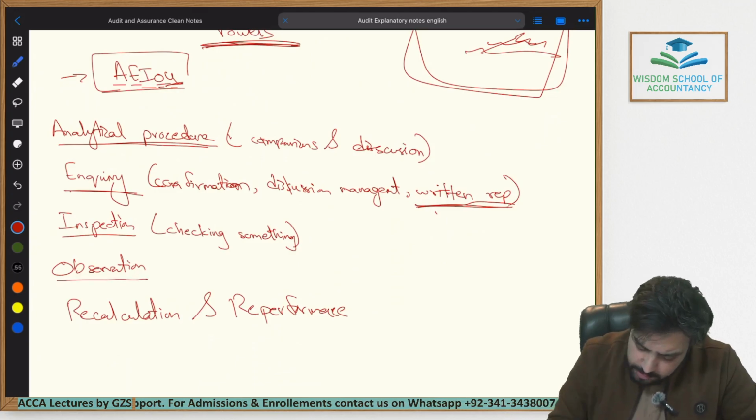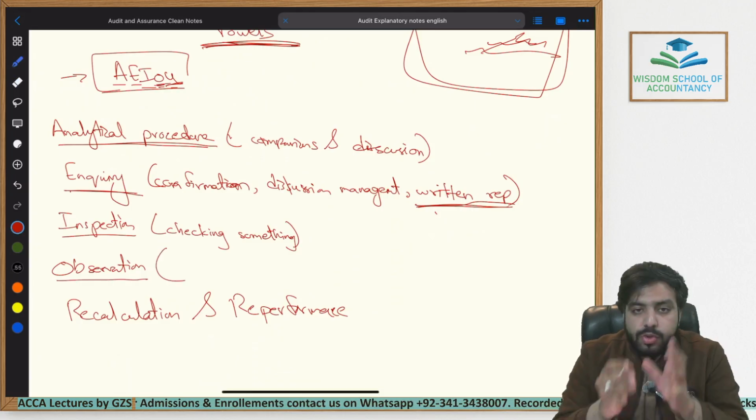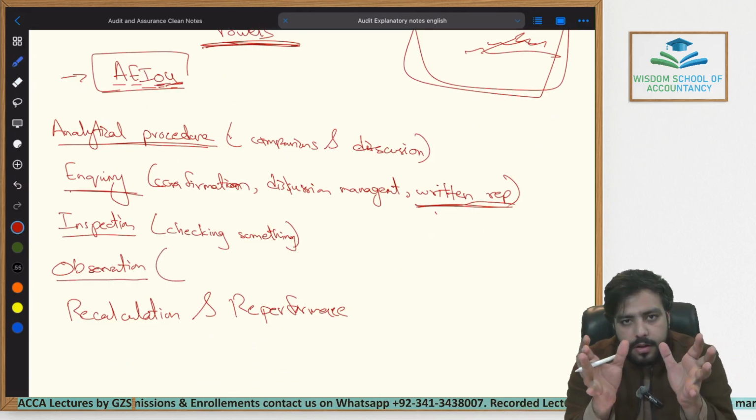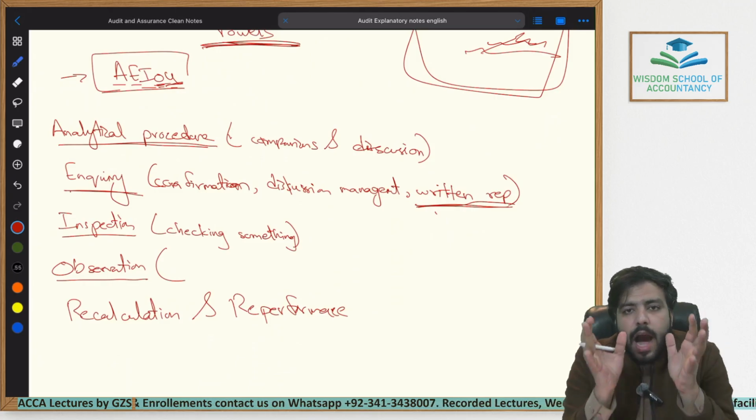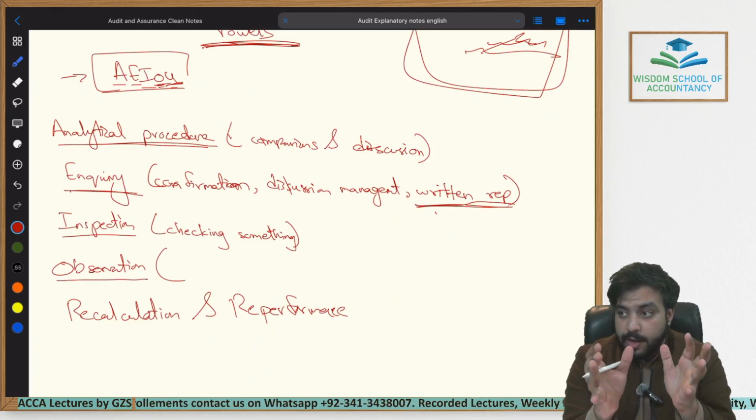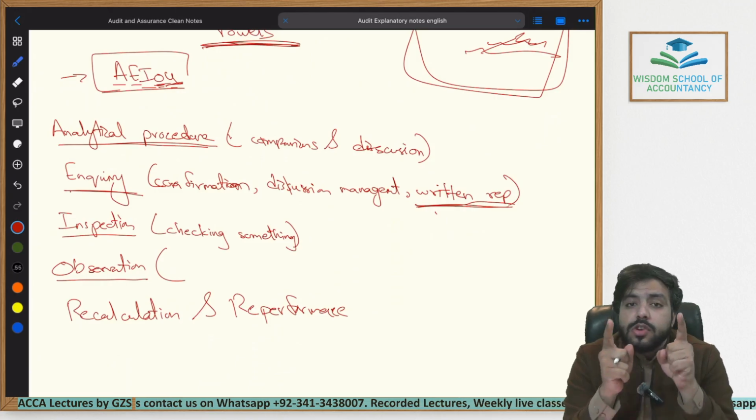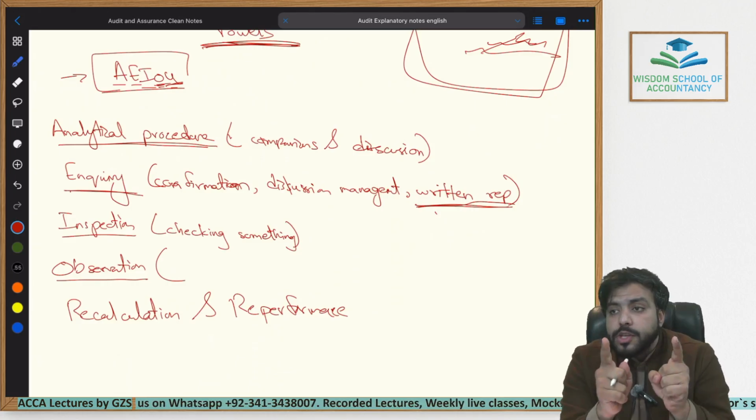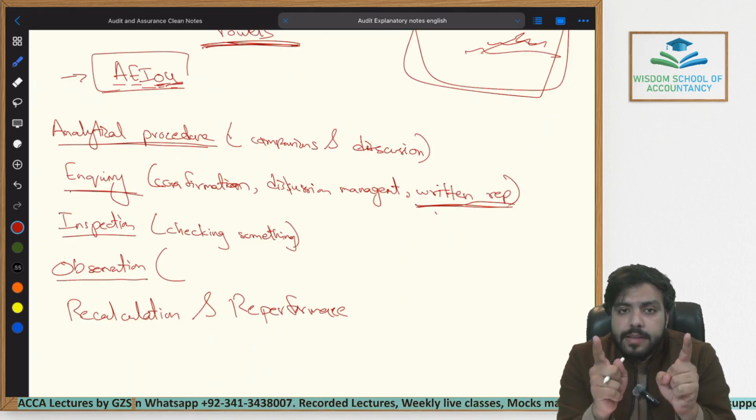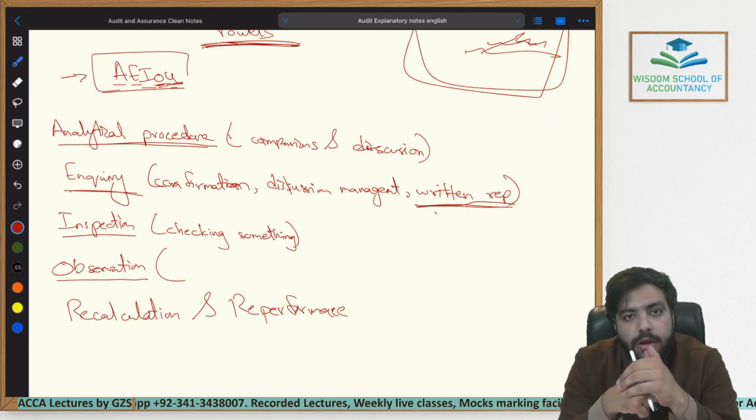The next one, observation. O stands for observation. Observation basically means that you stand at a corner in a room and you observe something. You just see how management is recording something, how management is doing something. Observation is a procedure that is not much reliable. Again, why? Because with observation, you don't have an evidence. An auditor never has an evidence whether he observed something or not.